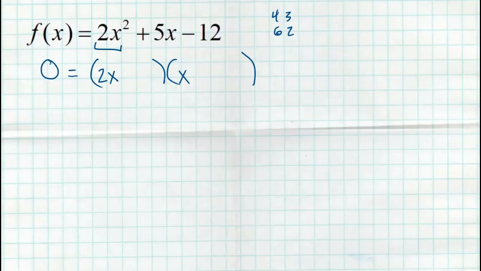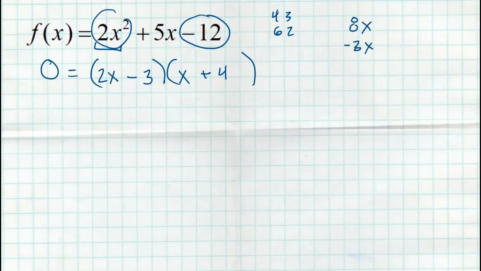So let's just try one out here. Maybe we put a minus 3 here and a plus 4 here. Now this is guaranteeing me that 2x squared in the front, and that negative 12 in the back. Now I have to figure out, am I going to get a positive 5x in the middle? When I multiply the outsides, I'm going to get an 8x. When I multiply the insides, I'm going to get a negative 3x. I can't believe it, I guessed right on the very first time. That's going to create that 5x in the middle. So those are the correct factors.